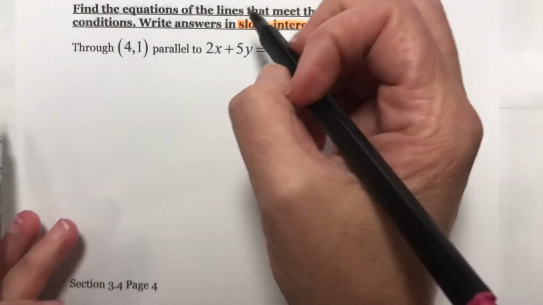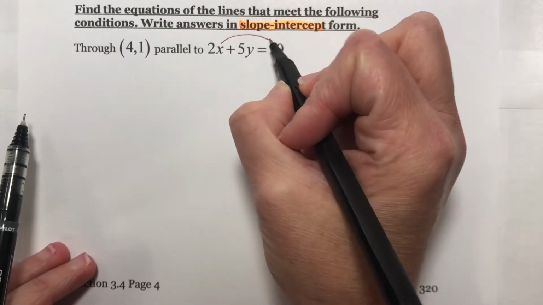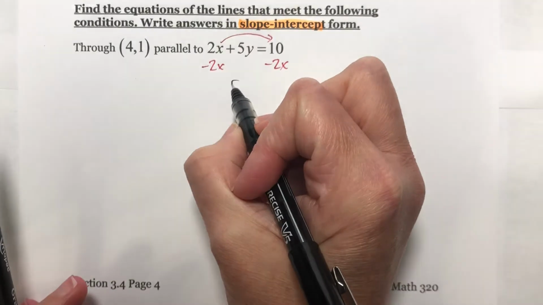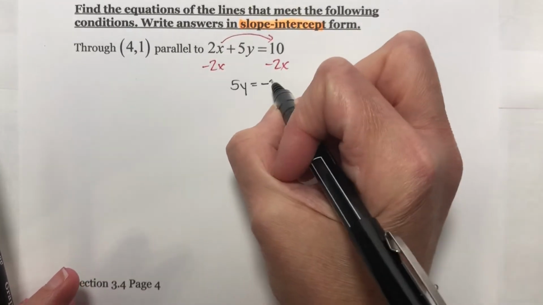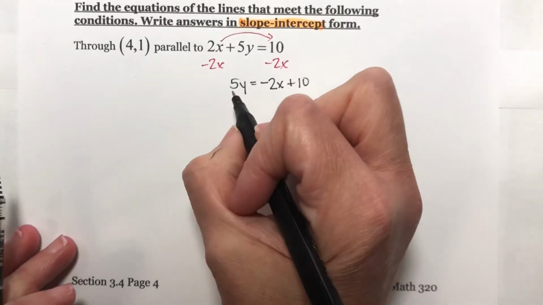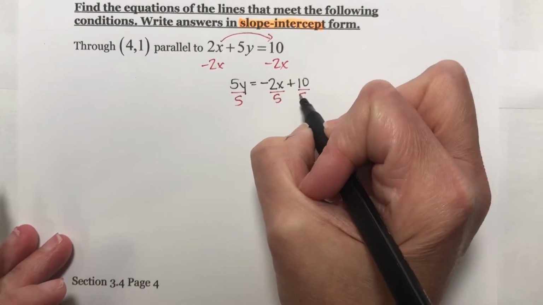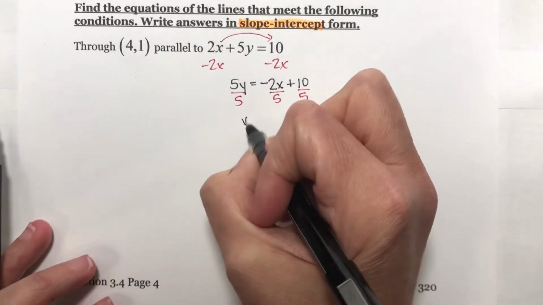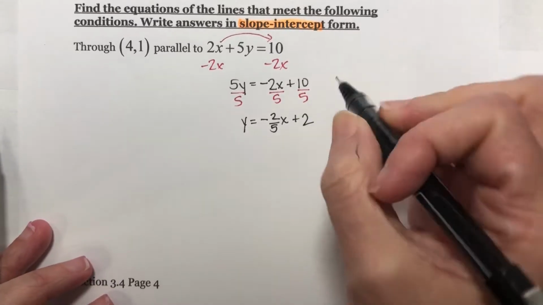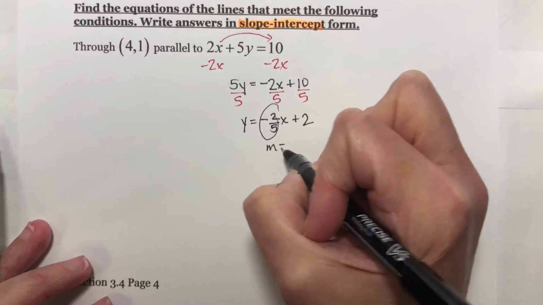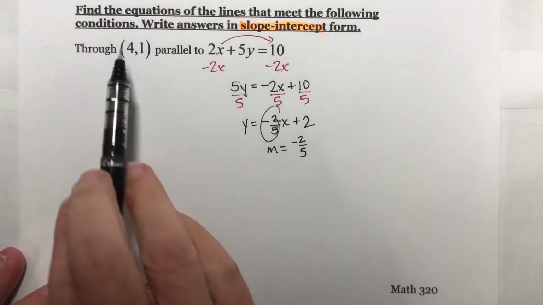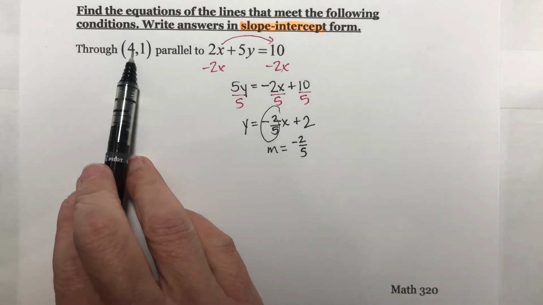So let's solve this equation for y so we can read off its slope. Let's subtract 2x from both sides. 5y is equal to negative 2x plus 10. Now divide everything by 5. And we get y equals negative 2/5 x plus 10 divided by 5 is 2. Our slope is right here. And I want them to be parallel, so I'm going to use this slope with this point to get the equation of the line I'm looking for.